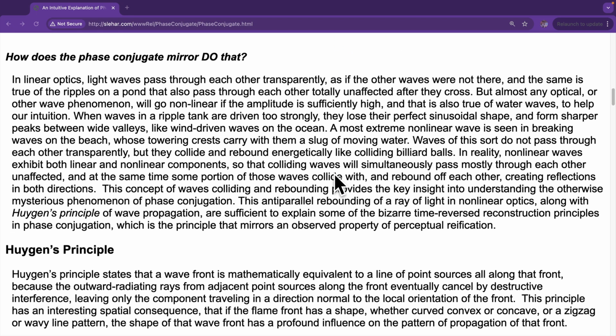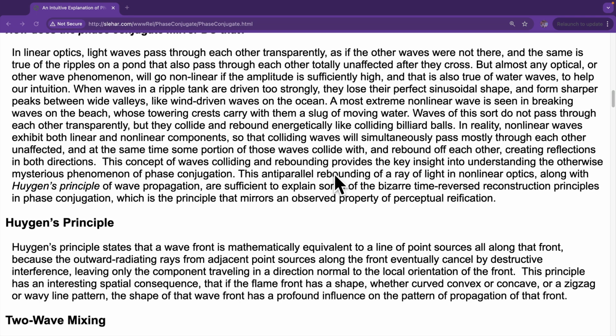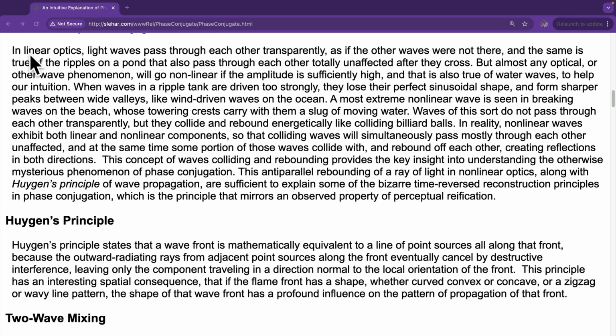How does the phase conjugate mirror do that? In linear optics, light waves pass through each other transparently as if the other waves were not there. And the same is true of ripples on a pond that also pass through each other totally unaffected after they cross. But almost any optical or other wave phenomenon will go nonlinear if the amplitude is sufficiently high, and that is also true of water waves, to help our intuition.